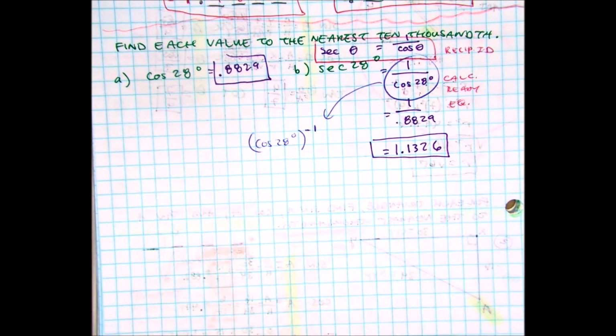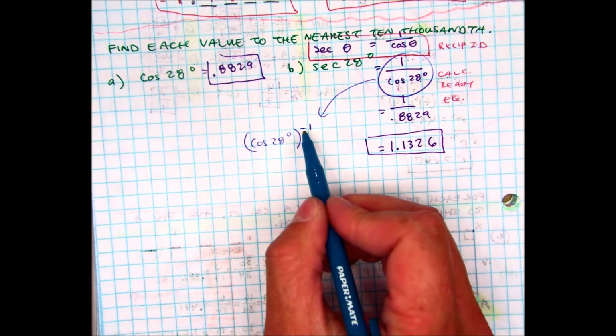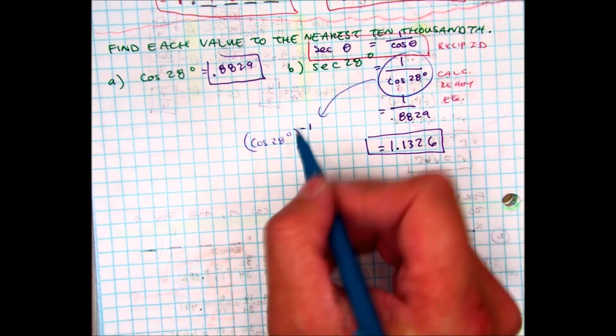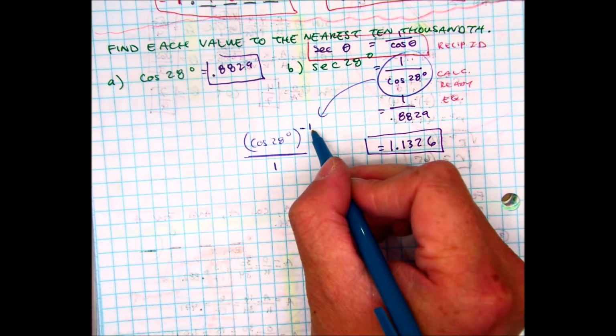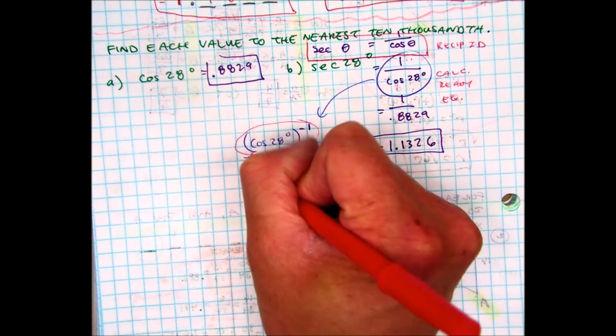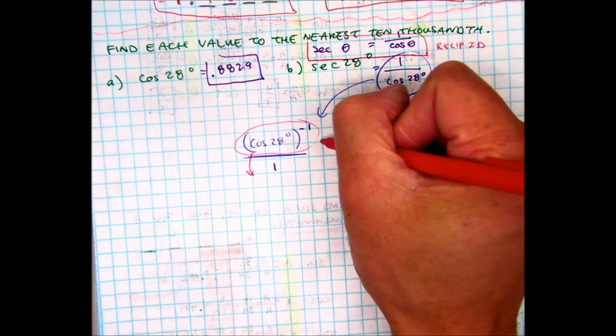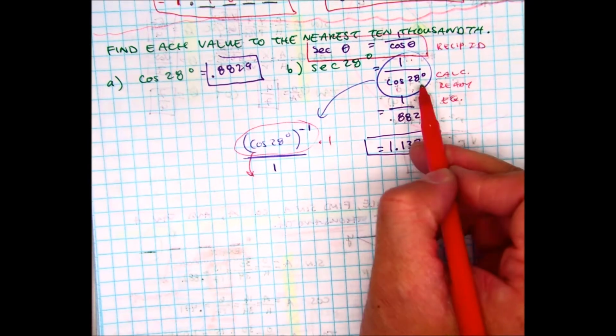Let me explain why this works as a calculator command. It works if you think back to exponents. Anything with a negative exponent just changes places. So all of this is going down, and you still have anything times 1. Does that make sense? So you're essentially going to have 1 over cosine of 28 degrees.